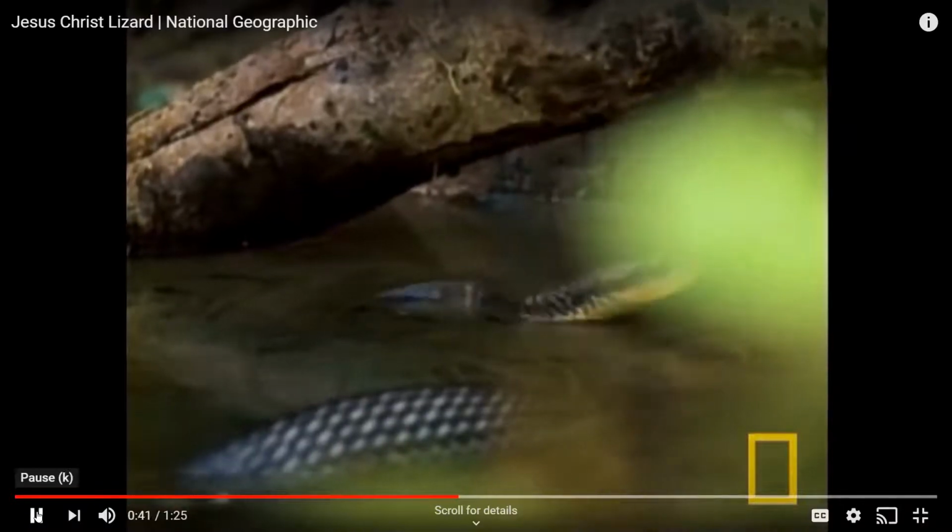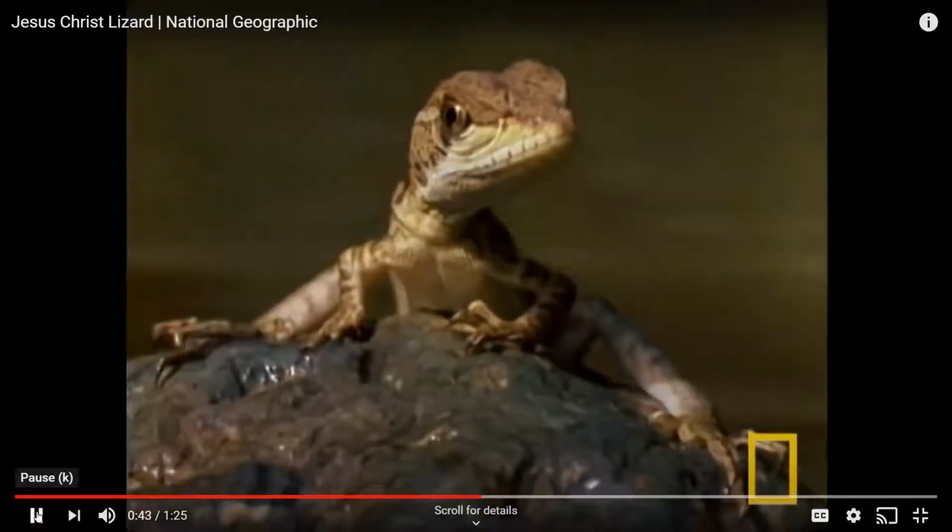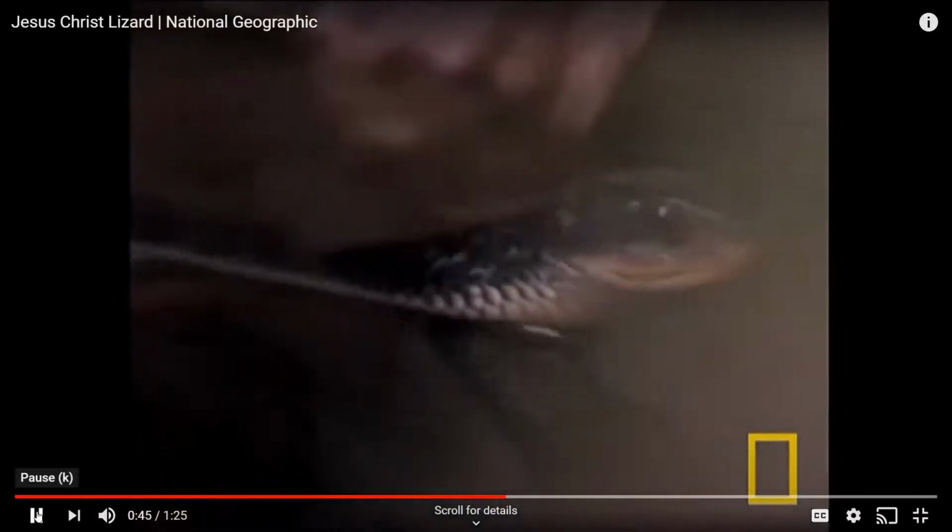This predatory reptile will help reveal the secret as it stalks the young basilisk.